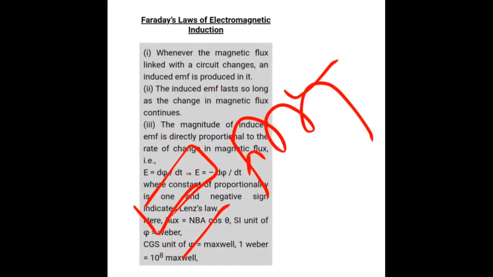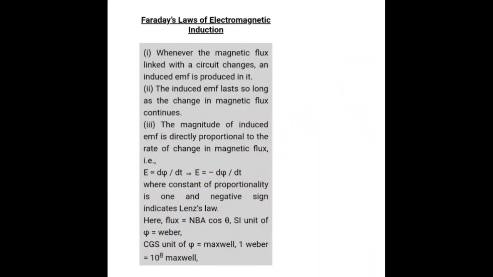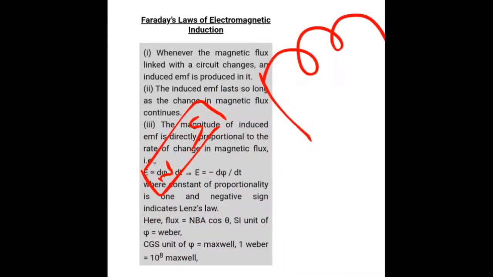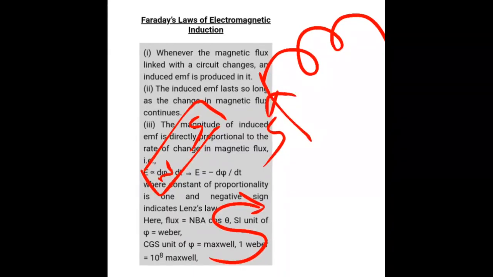If a south pole is coming towards a coil, the near end of this coil will also develop a south pole. South pole means a clockwise current, so a clockwise current will pass through this coil. As a clockwise current is passing through this coil, it will oppose the motion of the bar magnet.